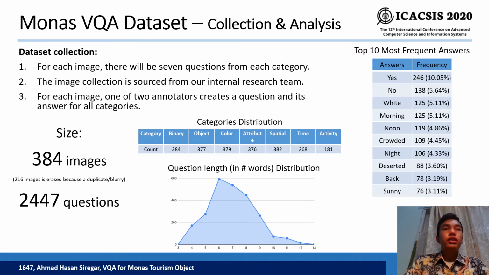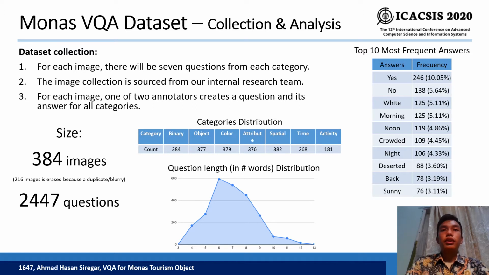We can see on the right side that we collected 384 images, with 216 images erased because they were either duplicates or blurry, and 2,447 questions. We can see right here there are seven categories with each distribution.